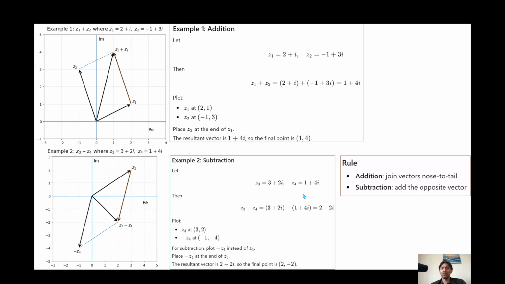So the rule here to remember is that for addition, join vectors nose to tail. So the nose of z1 is connected to the tail of z2. And with subtraction we just add the opposite vector. So in this case we would have had minus z4.